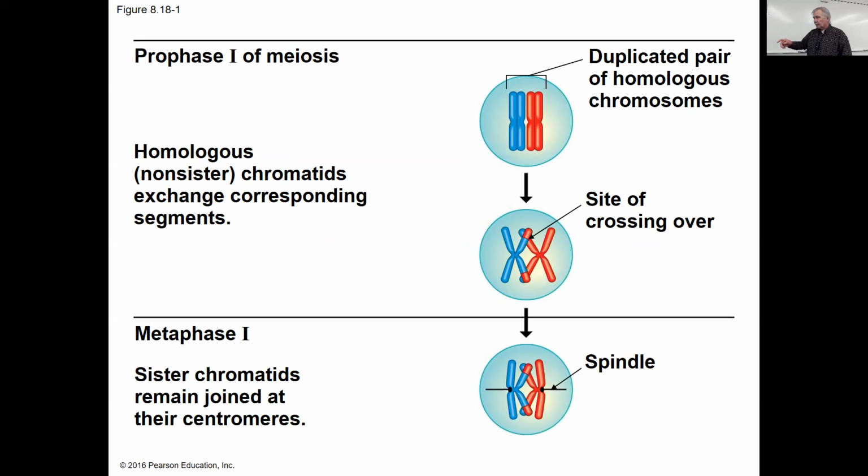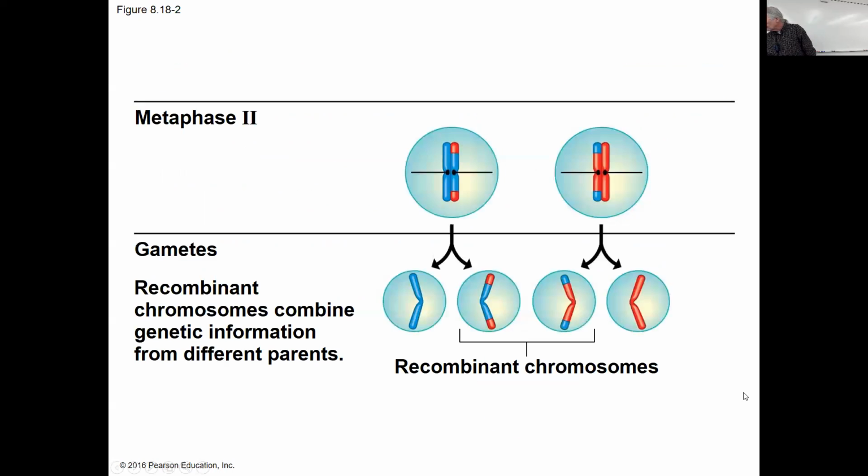So here's a site of crossing over, where homologous non-sister chromatids exchange corresponding segments. In metaphase 1, sister chromatids remain joined at their centromeres. And we end up with metaphase 2, and you end up with recombinant chromosomes. These are recombinant chromosomes because crossing over has occurred. These two in the middle here have a little bit of red and a little bit of blue. Here's all blue, here's all red. They weren't recombined. The ones in the middle have been recombined.